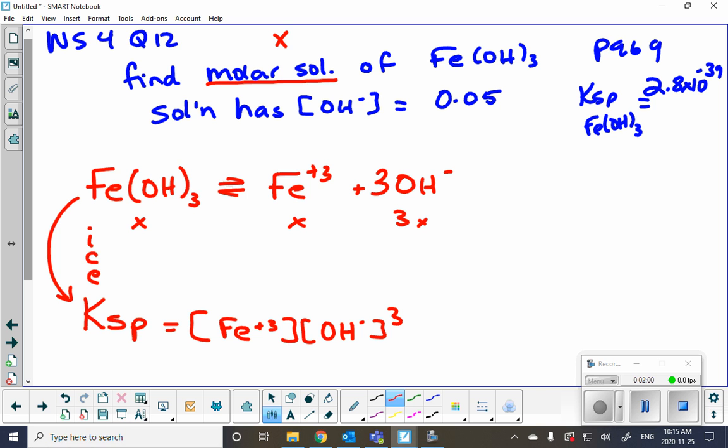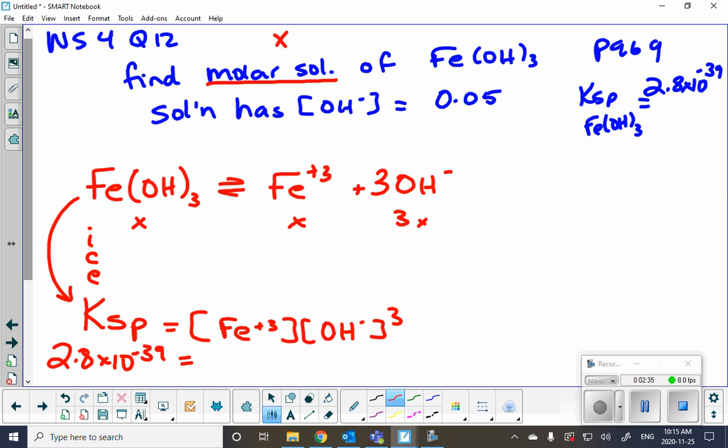Okay? So we have 2 different salts here. We have iron hydroxide and some other kind of hydroxide salt. And we don't have a lot of information. We could go on page 969 of our textbooks and get the KSP value, 2.8 times 10 to the minus 39, is the value of the KSP. We don't know the concentration of iron. We know that it's going to be some unknown value X.